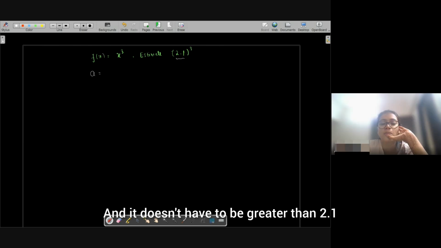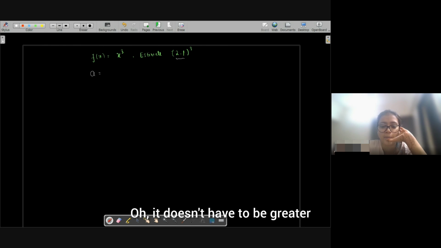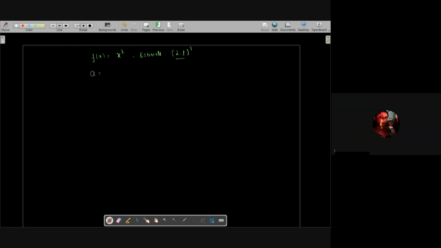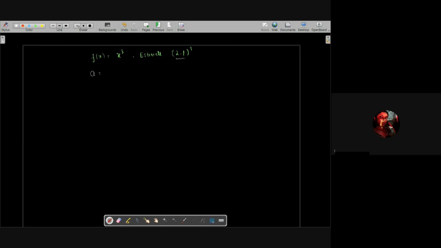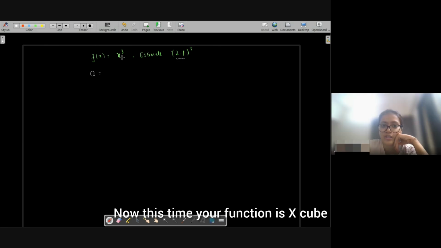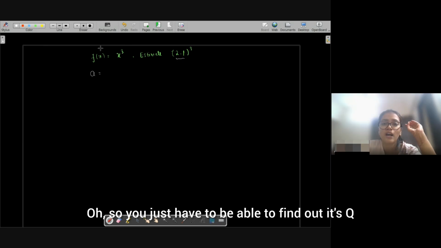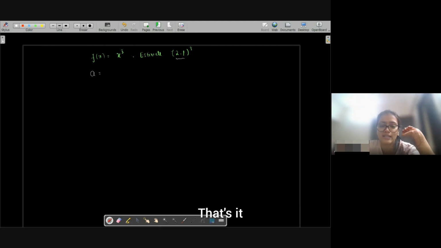And it doesn't have to be greater than 2.1. Oh, it doesn't have to be greater? No. And you have to be able to take the square root, no? Not square root. Now this time your function is x cube. So you just have to be able to find out its cube. That's it.